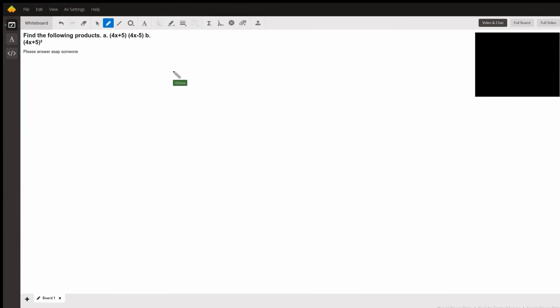Okay, so you're having some difficulty with these two problems here. We want to find the products. All right, so for A, you have 4x plus 5, and you're multiplying that by 4x minus 5.